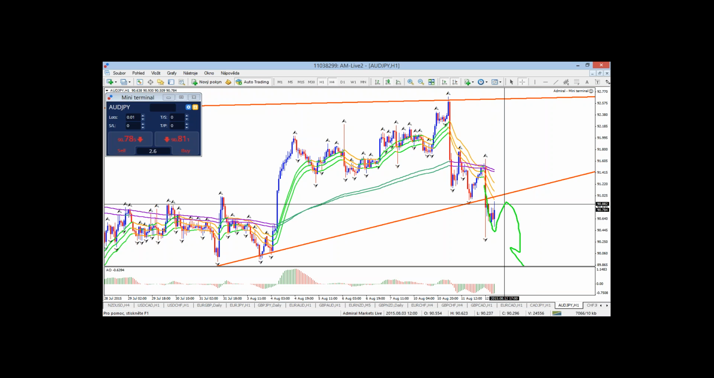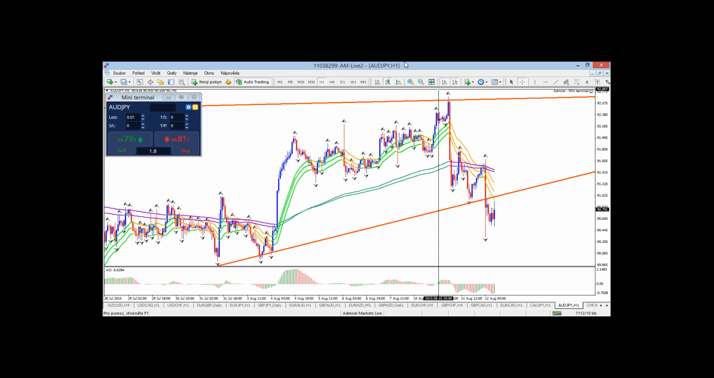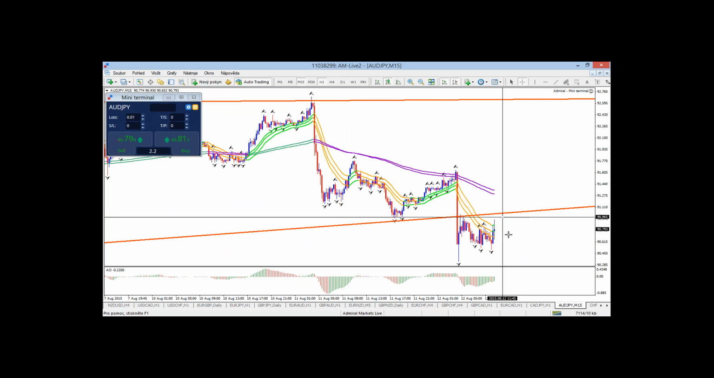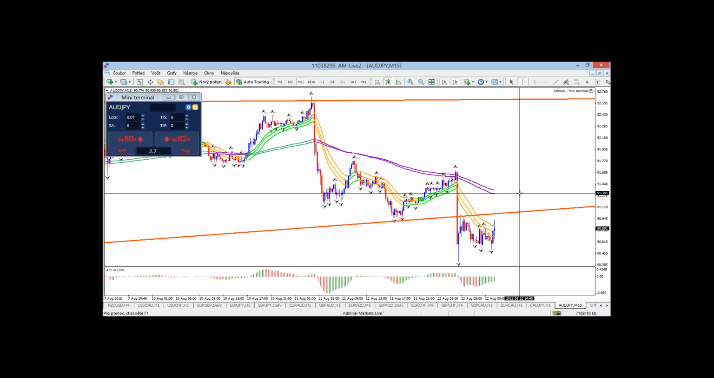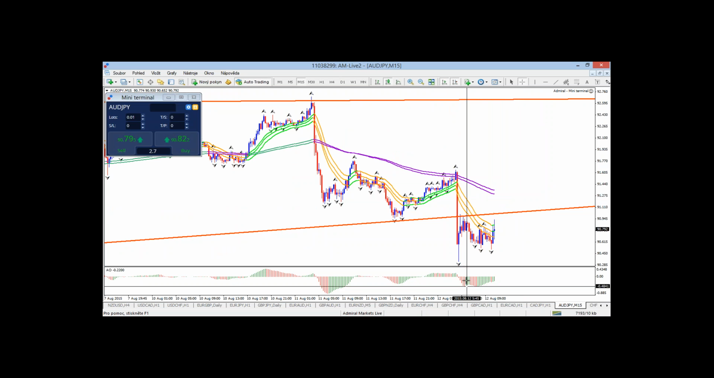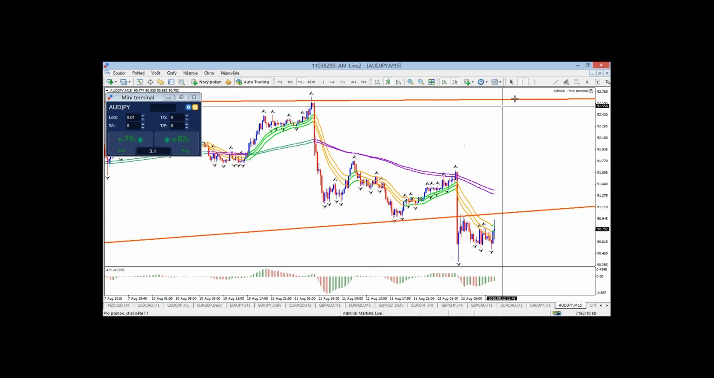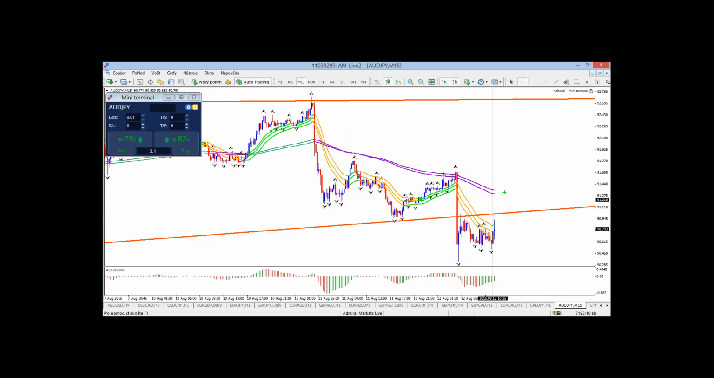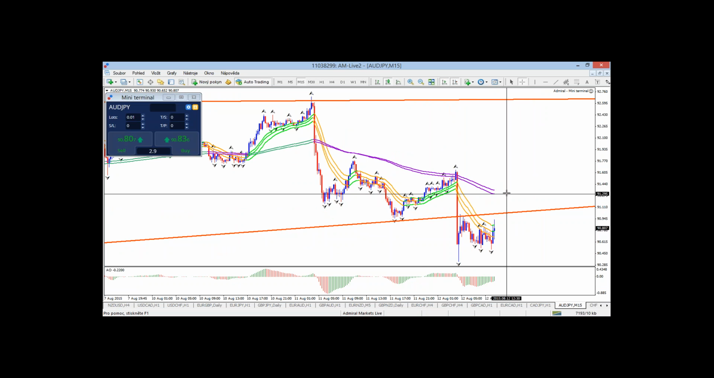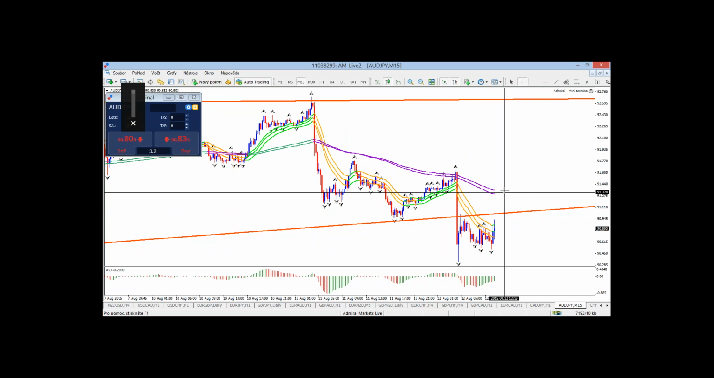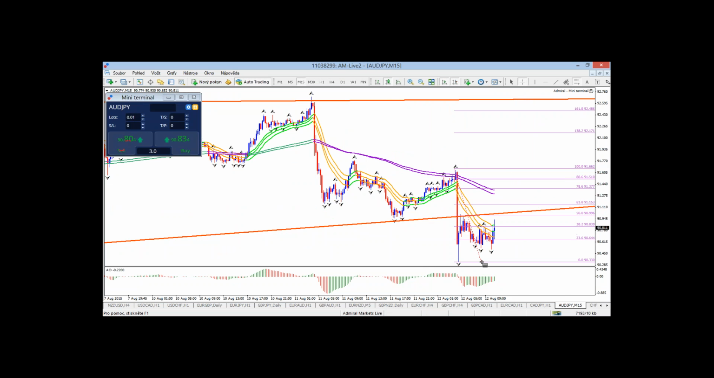Break, pullback, continuation. So now the pullback is happening. Where could the pullback stop? Let's see. 15-minute chart. We got divergence between these bottoms. And when there's divergence between bottoms, there's a chance that price can go back to the long-term moving average. So from that point of view, I would like price to go back to 91.25. $91.37 right here. That would be a good level.